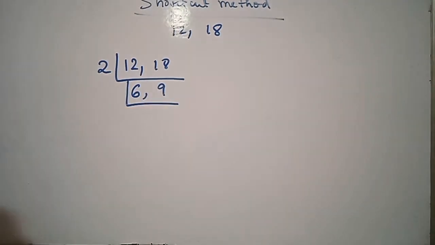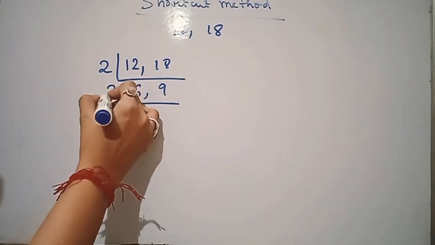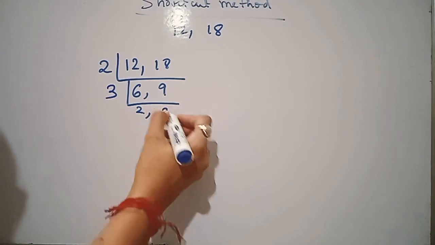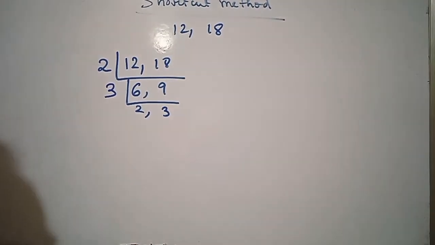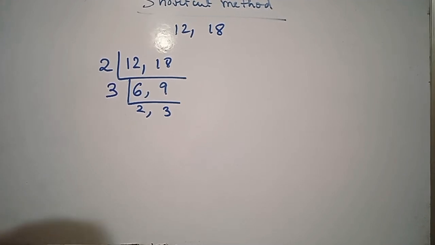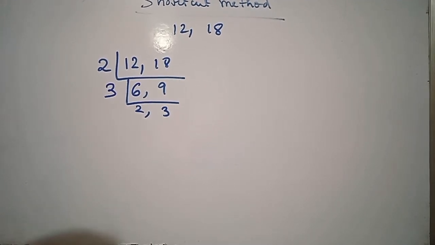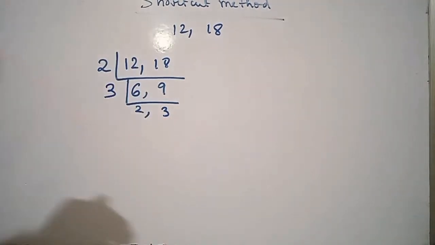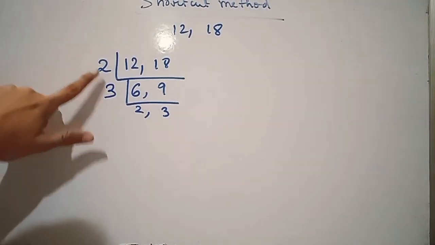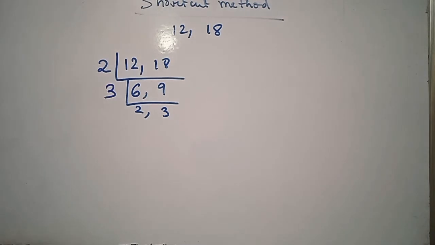As I can see, I can divide 6 and 9 using 3. So I will use 3 here. So that will be 2 and 3. My answer will be 2 and 3. As I can see, I cannot divide 2 and 3 at the same time. So if I want to find the HCF, that is the highest common factor, that will be 2 into 3. So my answer will be 6.